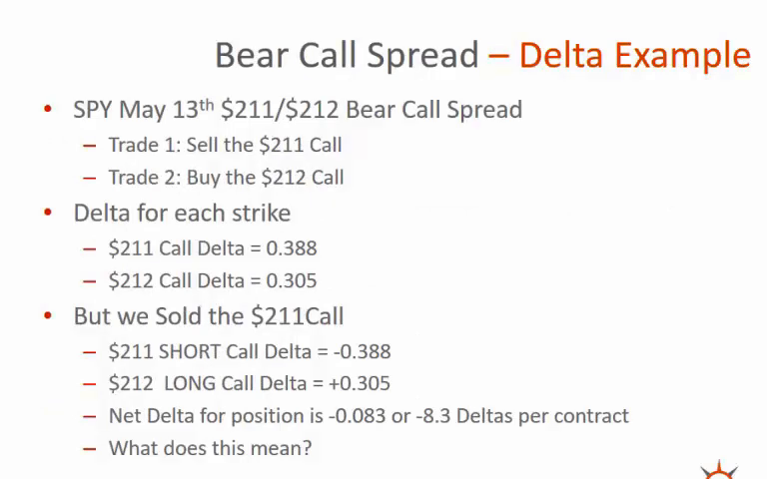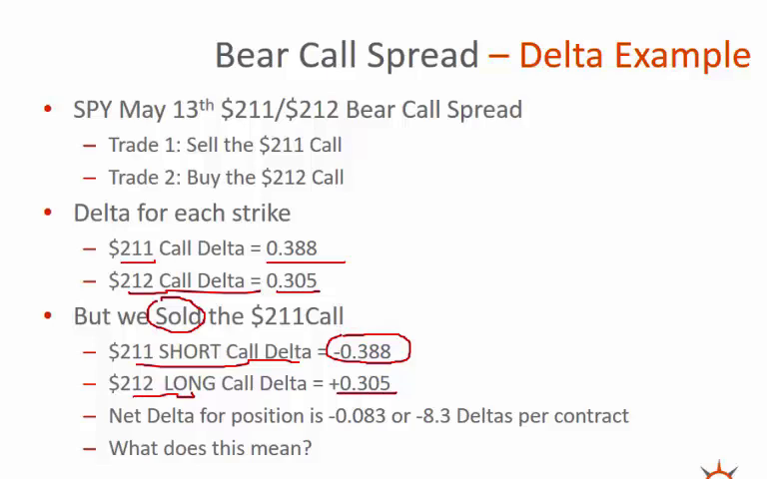So the delta for each strike price, so for the 211 strike price delta was 0.388, and for the 212 call delta was 0.305. But remember, we sold the 211 call. So now our 211 short call delta will turn negative. So that positive 0.388 will turn negative. And that's because we sold that call option. We also have the $212 long call, and that delta remains the same at a positive 0.305.